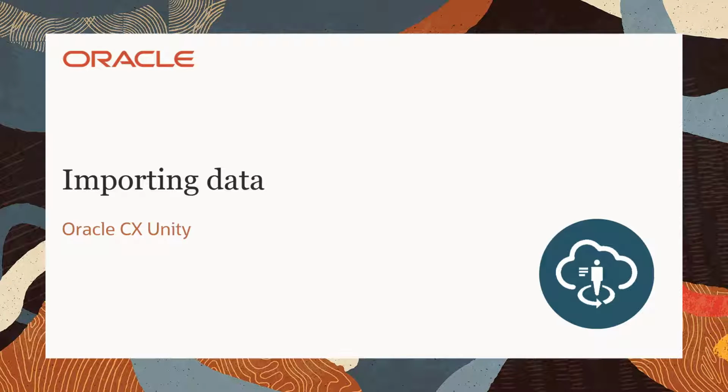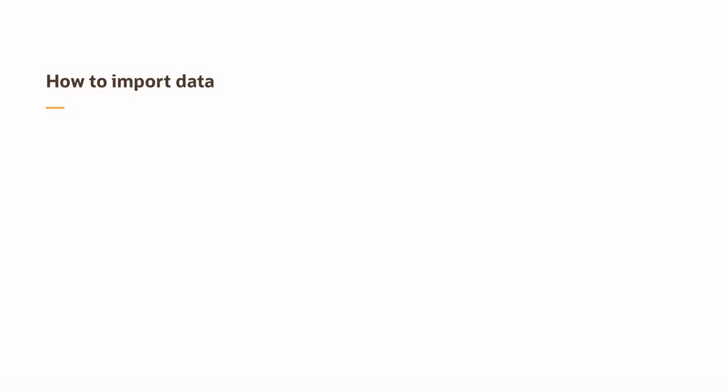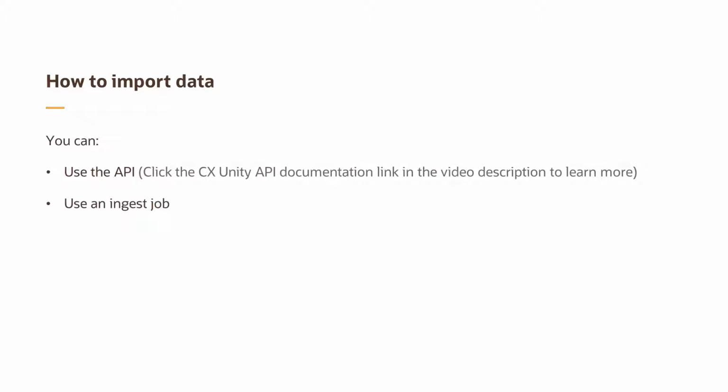In this video, we'll show you how to import data into CX Unity. There are two primary ways of bringing data into CX Unity. You can either use the API to stream data in, or you can use an ingest job. To learn more about using the API, click the link to the CX Unity API documentation in the video description.